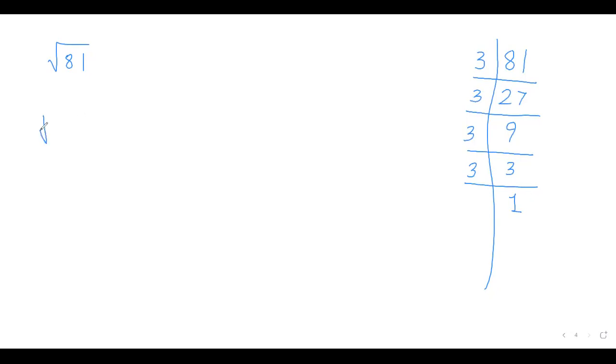If you write the prime factors of 81 inside the square root and make the pairs, out of each pair one 3 will come out. So it is 3 into 3, which makes 9. So the square root of 81 is 9.